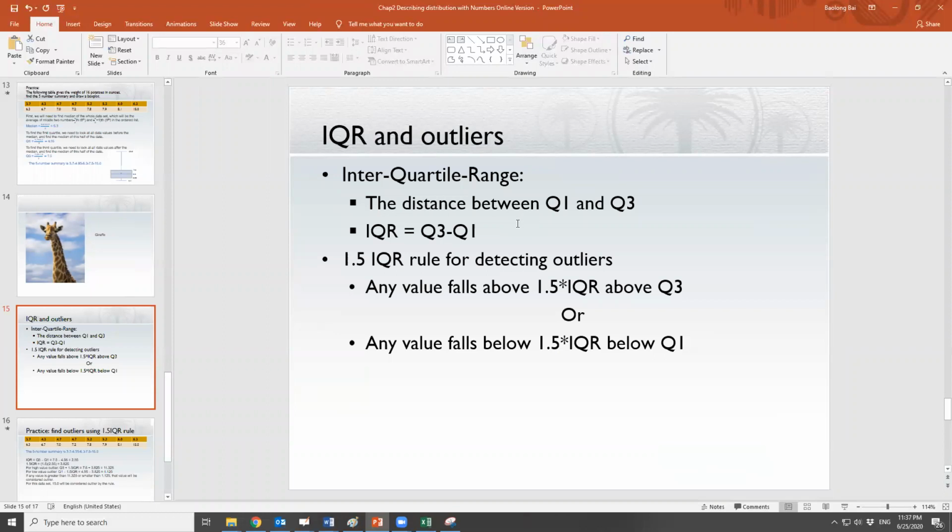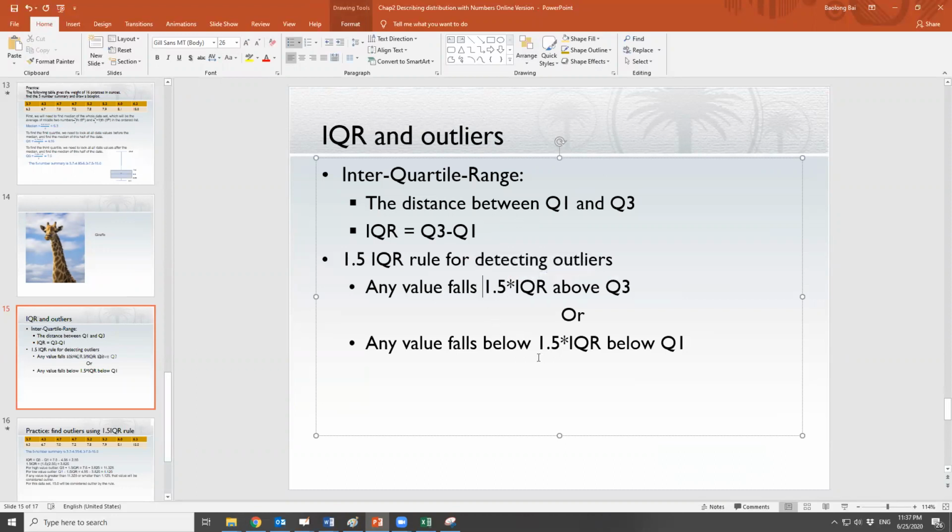So this is the last concept. How do we identify outliers from the box plot? We have a rule called the 1.5 IQR rule. The rule says if you have any value that falls 1.5 IQR above Q3 or 1.5 IQR below Q1, they're considered outliers.